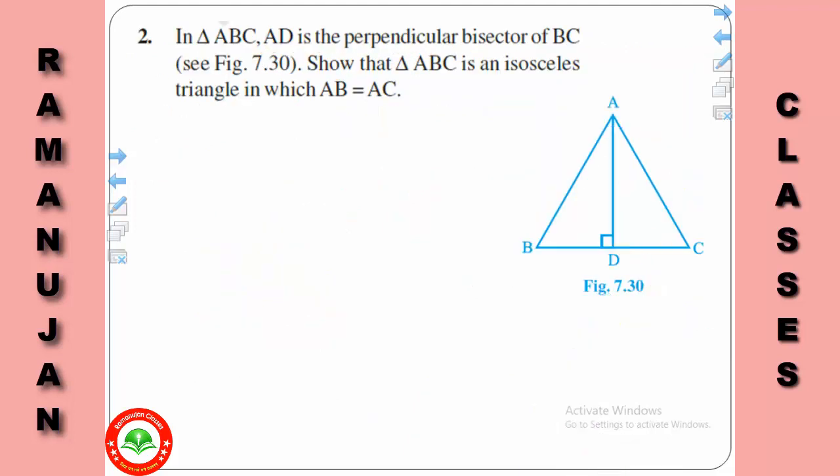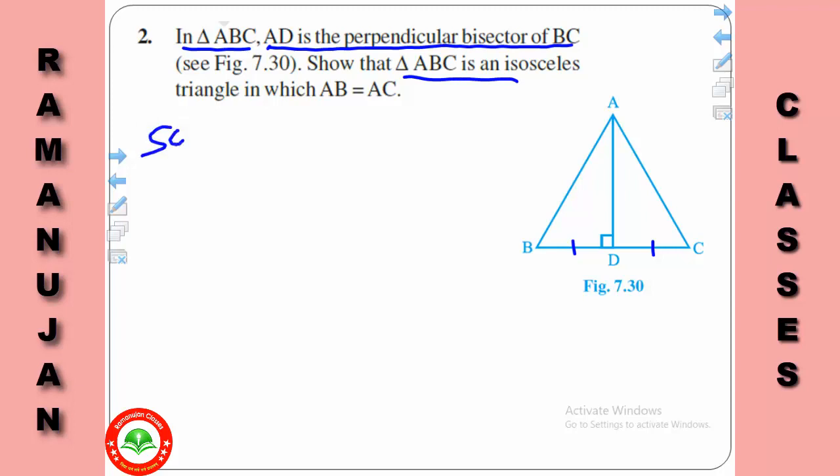We have question number 2. In triangle ABC we have AD is perpendicular bisector of BC. AD is perpendicular bisector. It is perpendicular on BC and it bisects also. D is midpoint. So it is given. So we have to prove that ABC is an isosceles triangle. So we have to prove AB equal to AC.